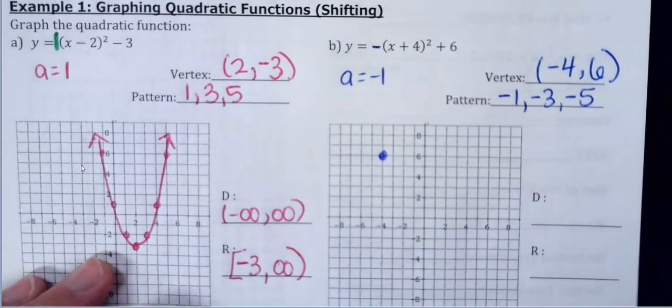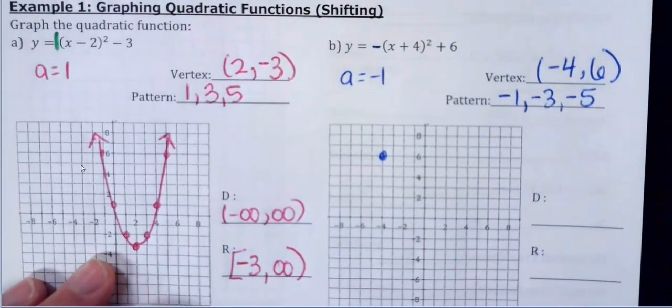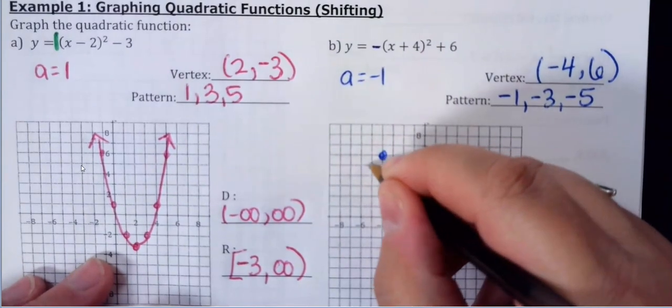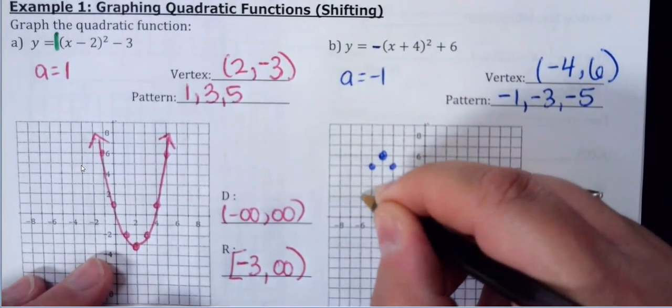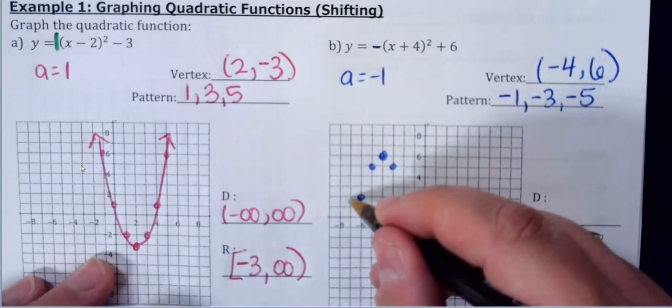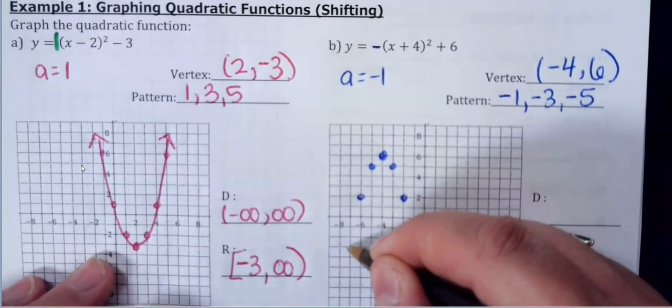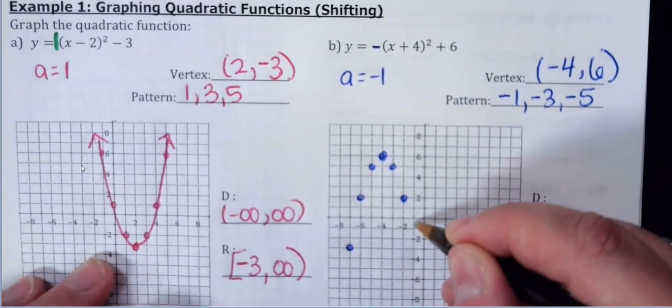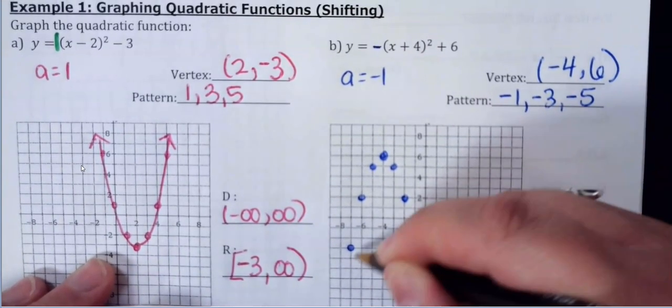Because my pattern's negative, that just means my graph's going to turn upside down. So just over 1, down 1 on either side, over 1, down 3. And then this will fit here. I'm going to go over 1, down 5. Okay, count it. All right, there we go.